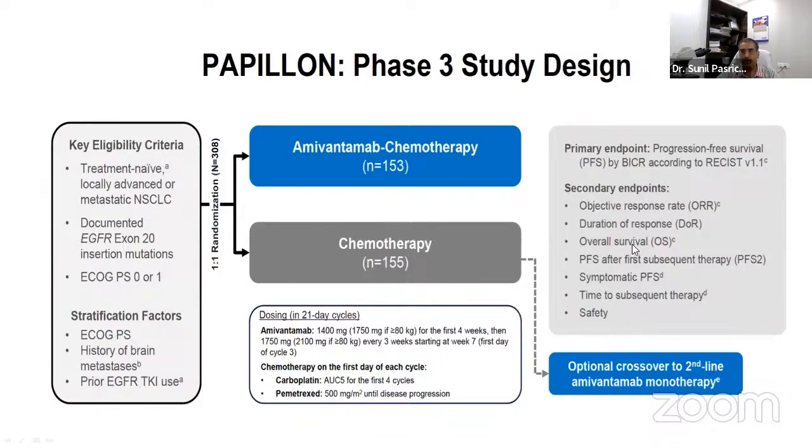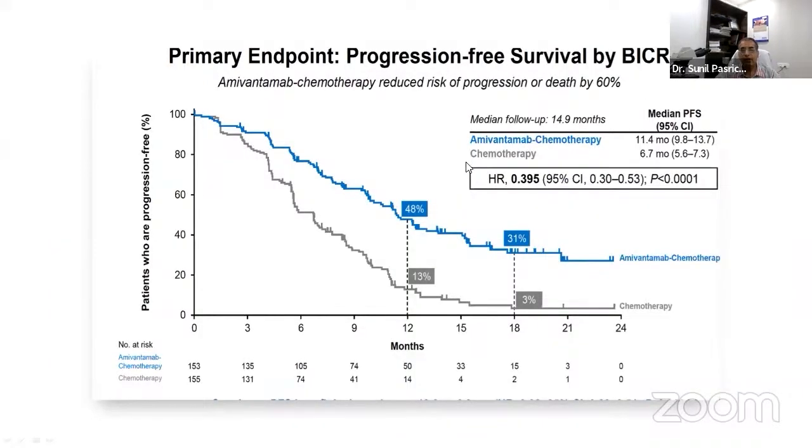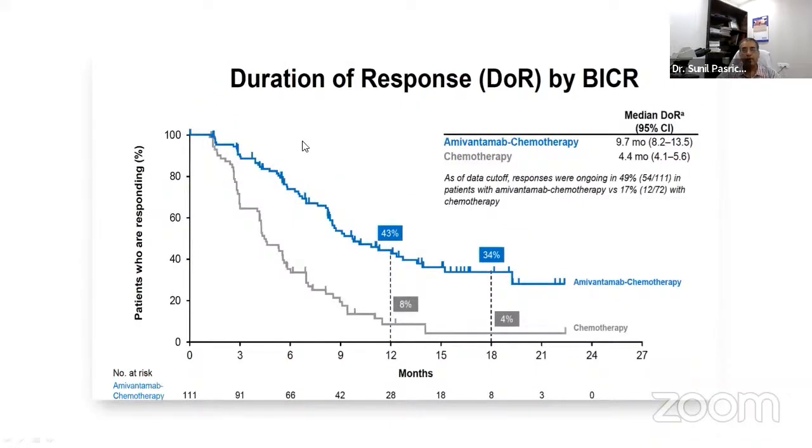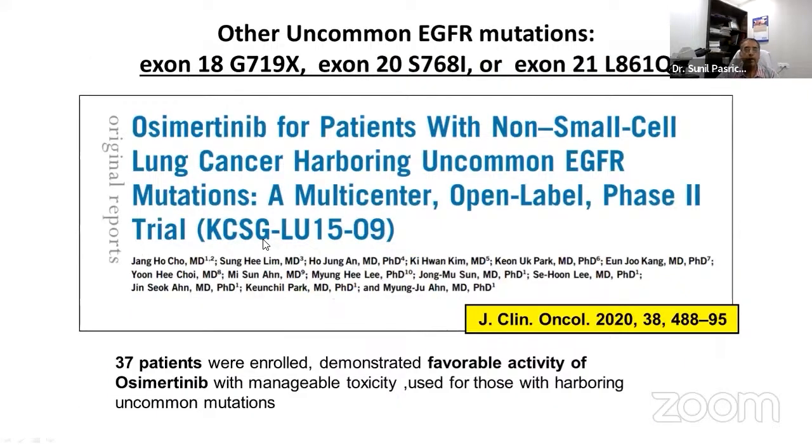So we can see here that the blue graph is representing the amivantamab and chemotherapy combination, and we can see there was a very good prognostic separation of the curves in terms of progression-free survival by BICR as compared to the gray curve, which is chemotherapy alone. And so was the case with the duration of response by BICR, where the blue curve again shows a very good prognostic separation and a better prognosis as compared to chemotherapy alone.